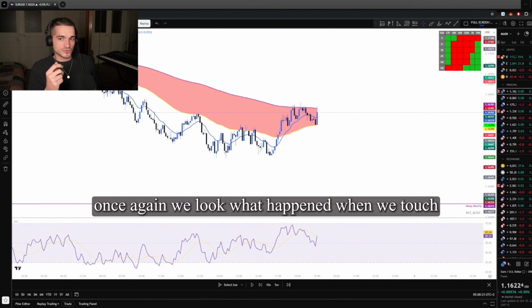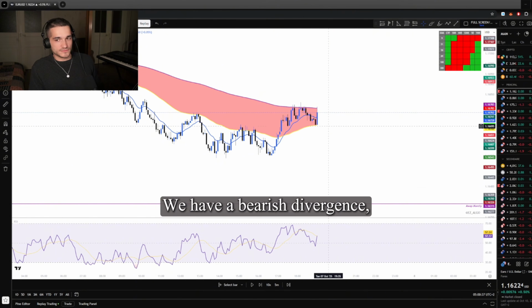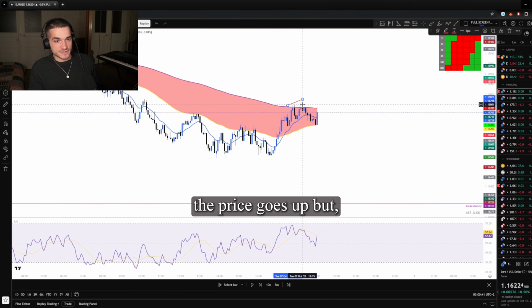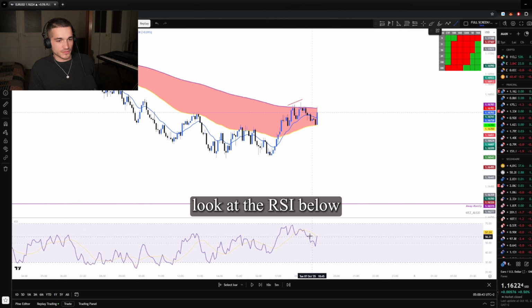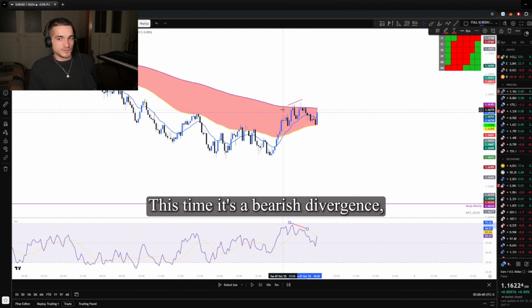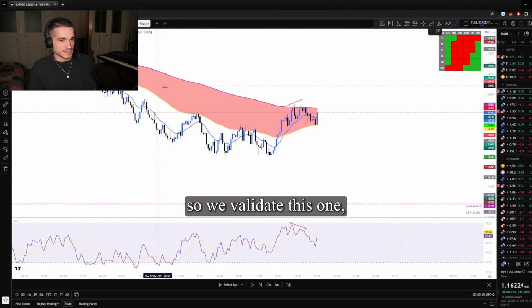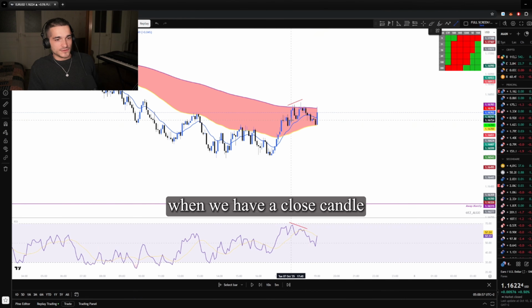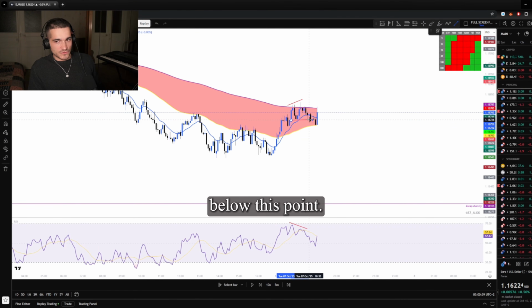Once again, we look at what happened when we touch the EMA 200. We have a bearish divergence right there. The price goes up, but look at the RSI below. We have 2 lower points. This time it's a bearish divergence, so we validate this one and we're interested in potentially a trade when we have a candle close below this point.